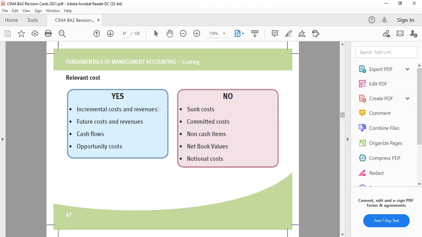Then future costs and revenues, any cash flow, any opportunity cost. So these are all relevant in nature. What is irrelevant? See, there are certain things which are given. That is, for any decision to take up any activity level, if the costs do not change, if they do not vary, then we call such costs irrelevant costs or not relevant costs.